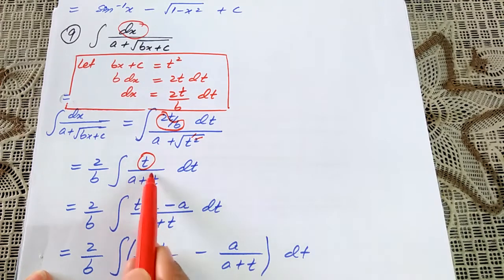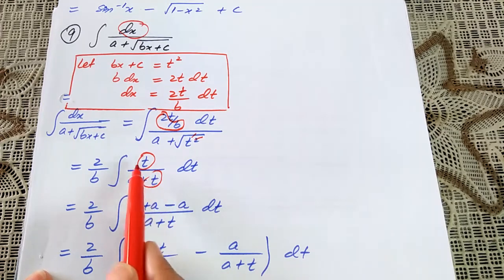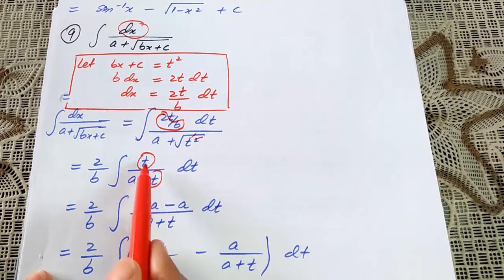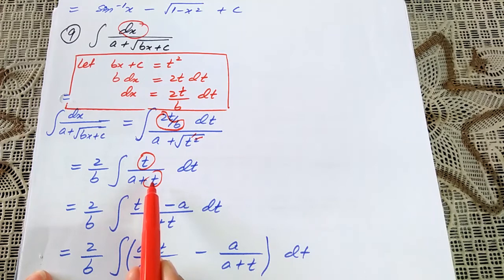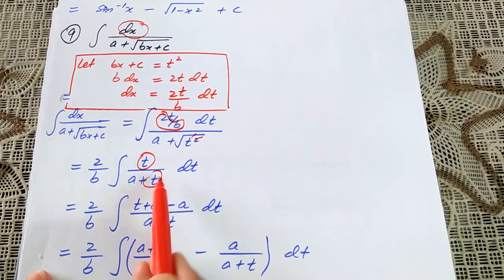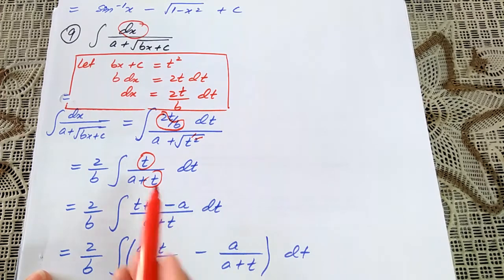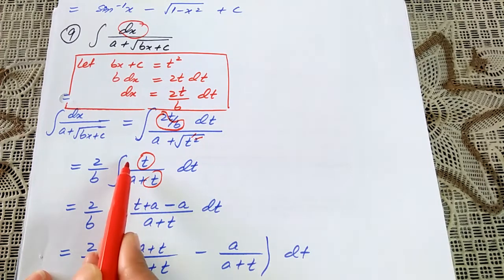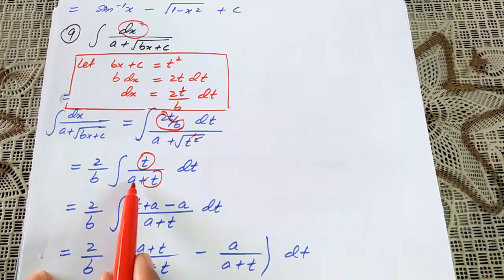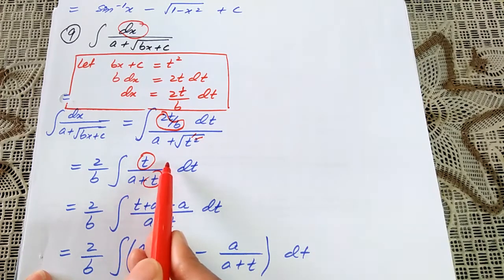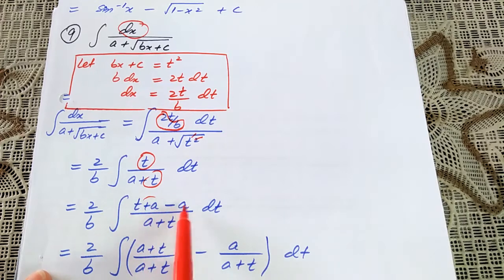Now both the t have the same power in the fraction form. This is an improper fraction. The method for solving the improper fraction is to divide both the functions. But if you don't know how to divide algebraic functions, then we can follow another method. Just make the same denominator function in the numerator. I need plus a here. If I add a here, then I need to subtract a as well.